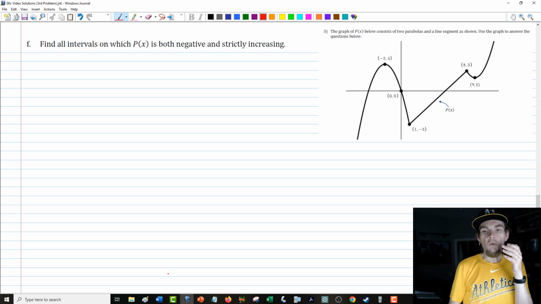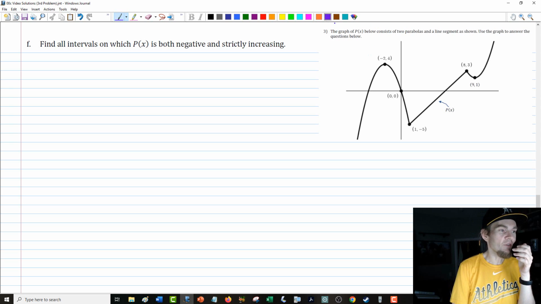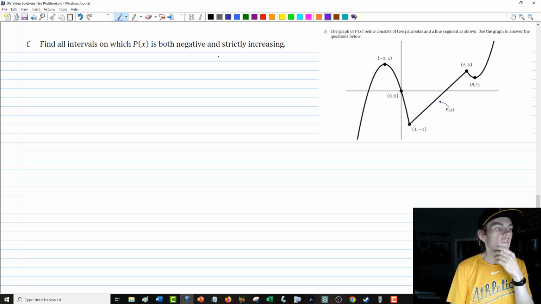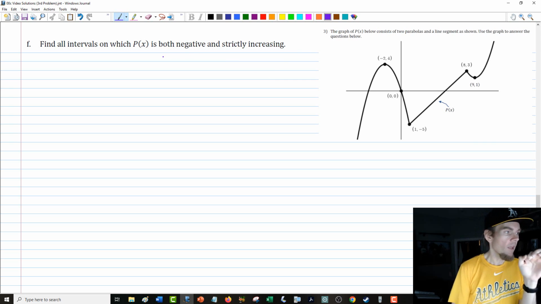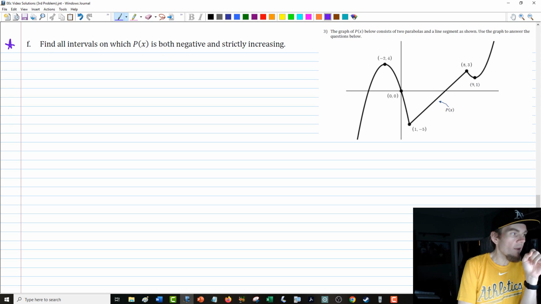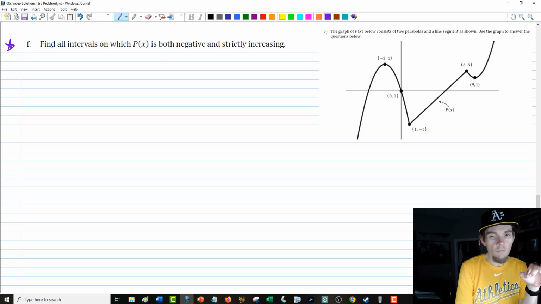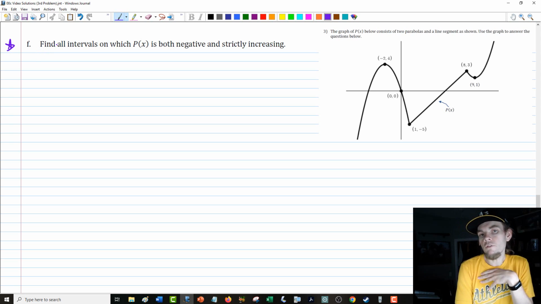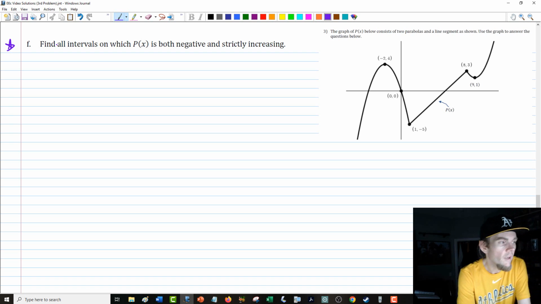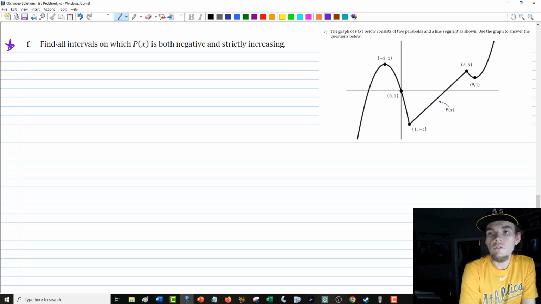Question, I was going to say 4, but it's the letter F. Those are different things. Find all intervals in which p of x is both negative and strictly increasing. Now, when you read this question, you may recognize it. Something very similar, what we would probably call a cloned question, meaning it's exactly the same, just asked with different numbers or a different graph. This was on our quiz 001A or quiz week 1, however, I don't remember what we named it.